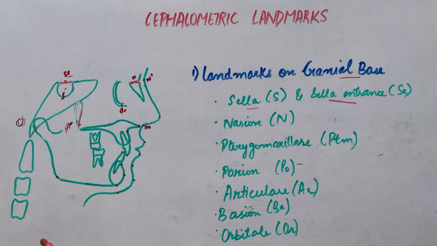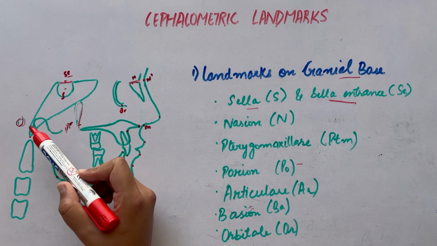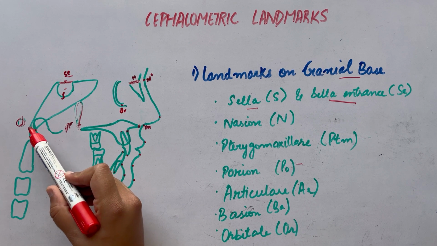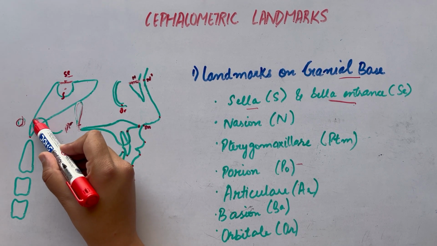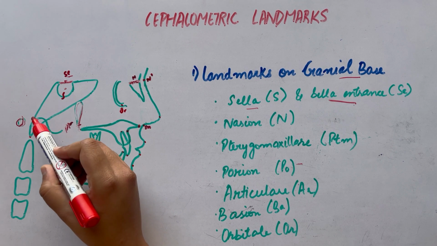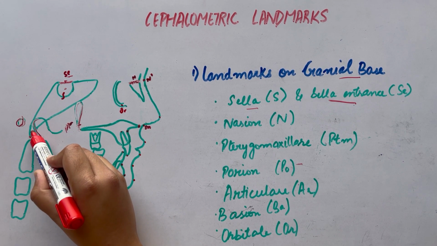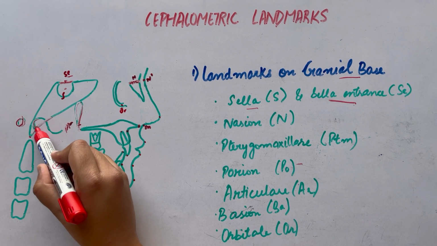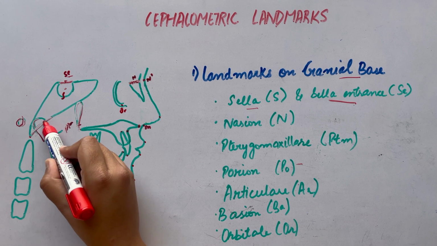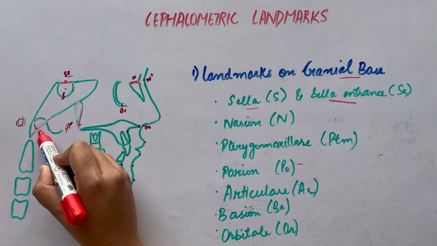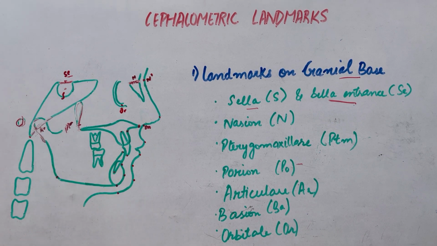Next is articular. Articular is defined as the point of the intersection of the images of the posterior border of the ramus. This is the posterior border of the ramus and the intersection of the inferior border of the basilar part of occipital bone. So this is the inferior border of the basilar part of occipital bone, the posterior part of the ramus. The intersection point is the articular point.